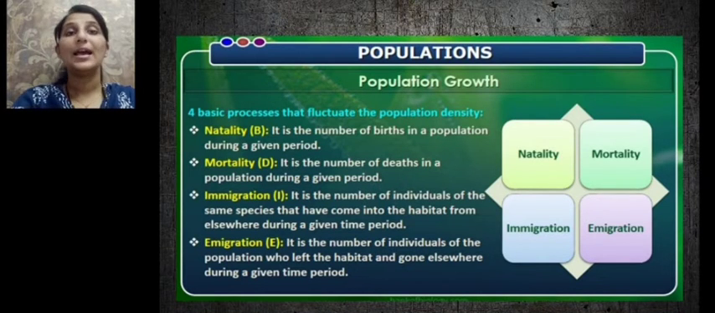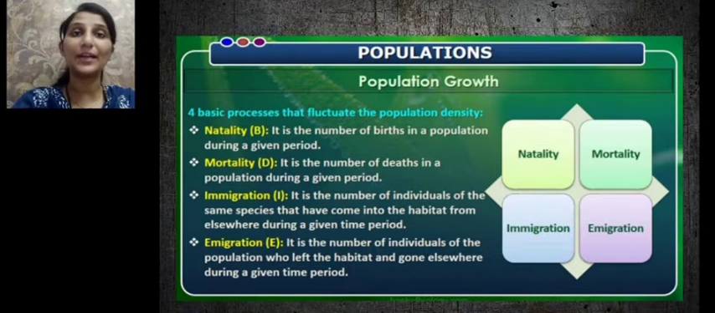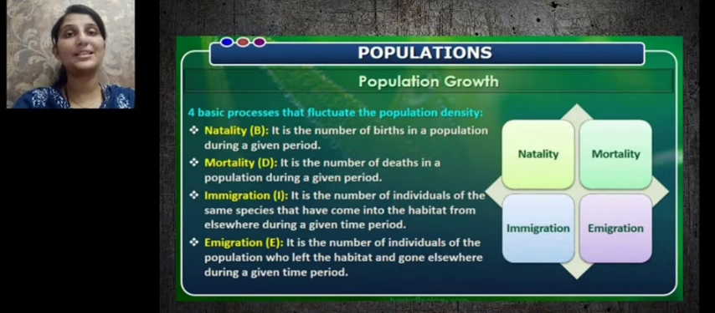Immigration, which is represented by the capital letter I, is the number of individuals of the same species that has come into a habitat from another habitat during a given period of time. So that is immigration, the number of individuals of a particular species who have entered a particular habitat from another habitat over a given period of time. Emigration, which is represented by the capital letter E, is the number of individuals of a population who left a particular habitat and have gone elsewhere or to another habitat during a given period of time.